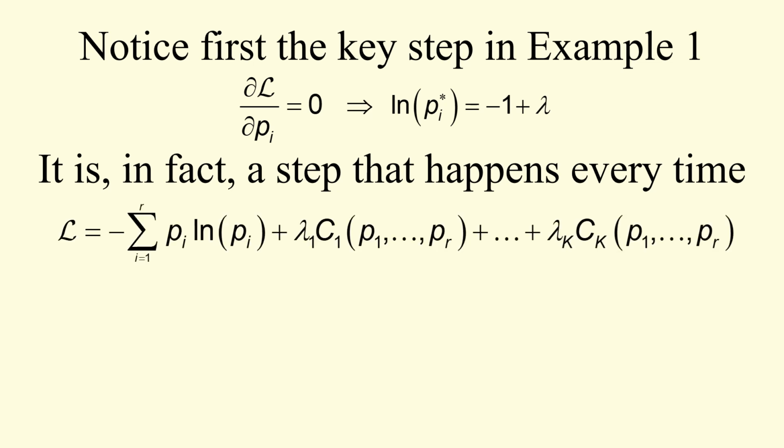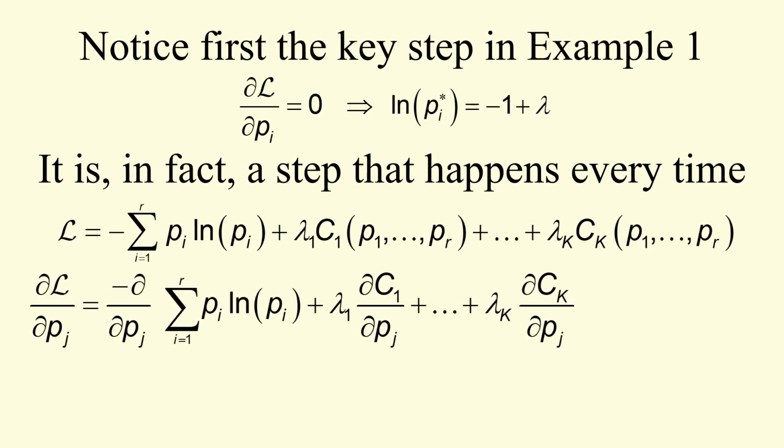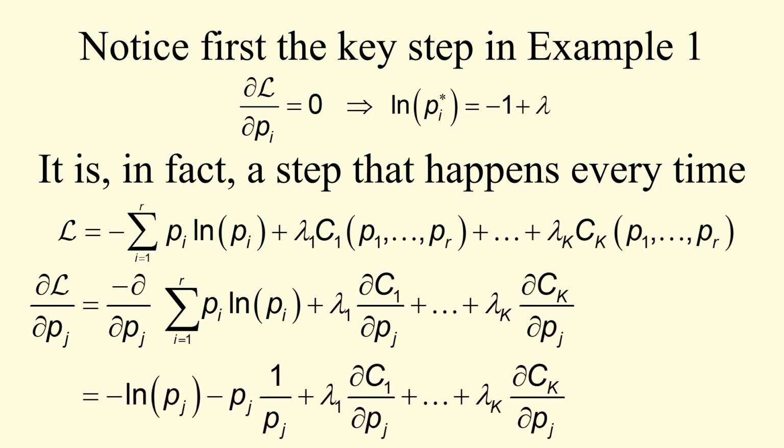So here's our Lagrangian in general. When we take a derivative, in this case with respect to p sub j, we're only going to get the jth term of the sum, and we're going to use the product rule. The derivative of p is 1, so we get the negative log p, and then the derivative of the logarithm is going to be 1 over p sub j. But those p sub j's cancel, and we end up with just a minus 1.